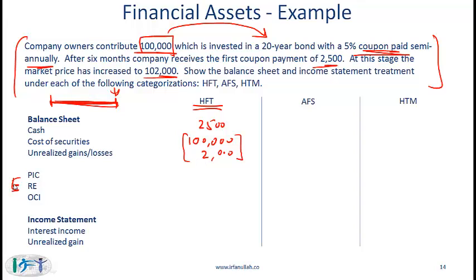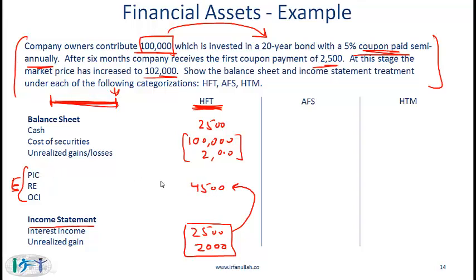Before we come to the equity segment of the balance sheet, let's just look at what's happening on the income statement. The interest income of 2,500 is going to be shown. This is a realized income because we've actually received the money. The unrealized gain is also going to be shown on the income statement because this is held for trading. So the unrealized gain is 2,000. This entire amount reflects our net income. Let's say that this entire net income is retained. So this comes to our balance sheet as retained earnings.